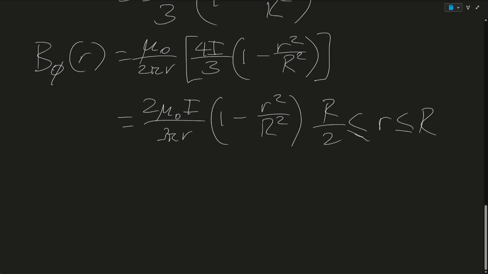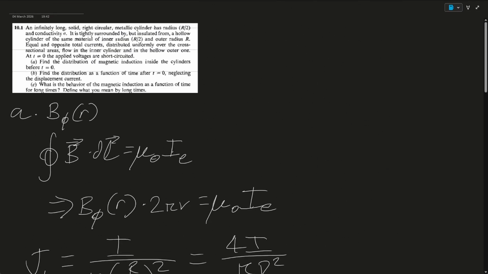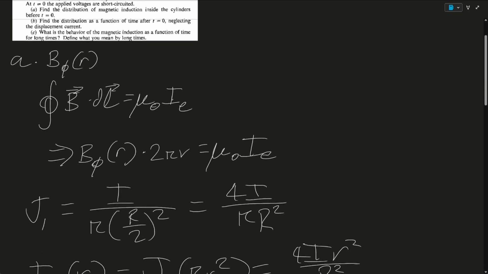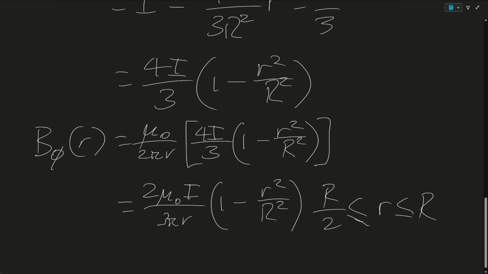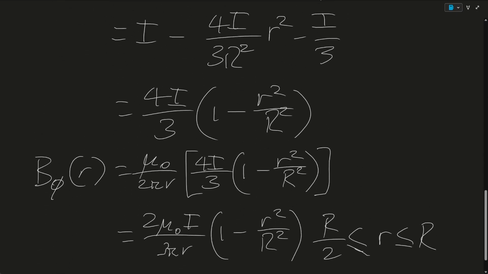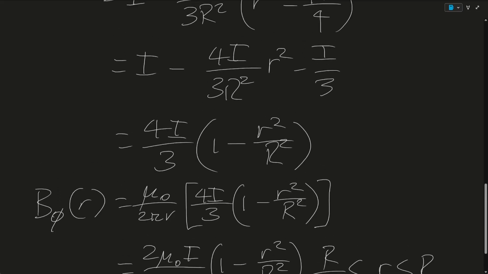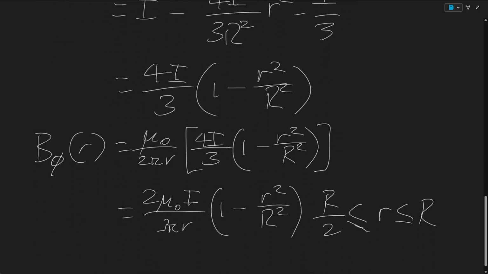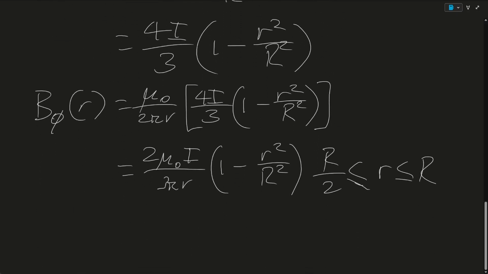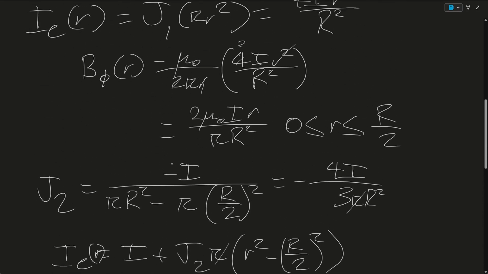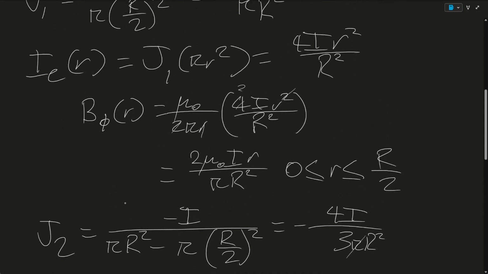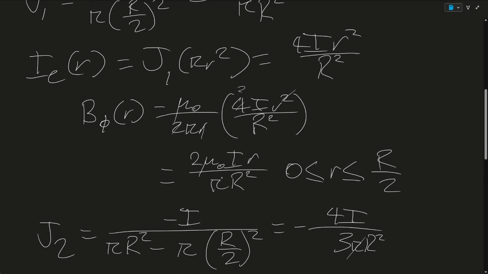And so we have successfully found the distribution of magnetic induction. These are our distributions. It would be piecewise, obviously, because there's two different cylinders. But that is a success, I hope. If I've made a mistake, let me know. Comments exist. But please be nice. I'm not the best at this.